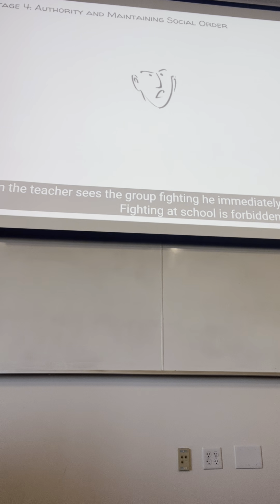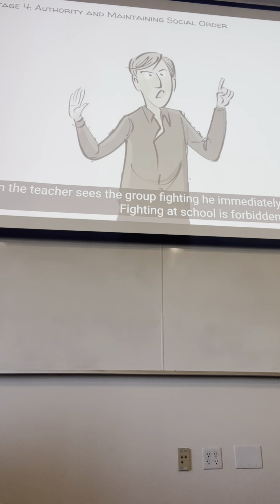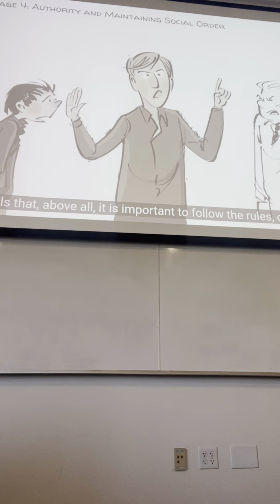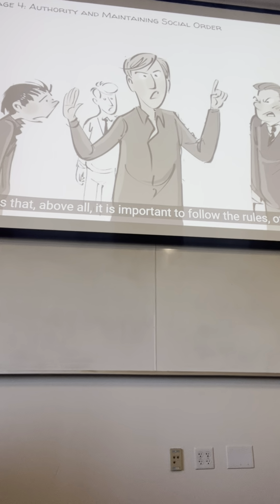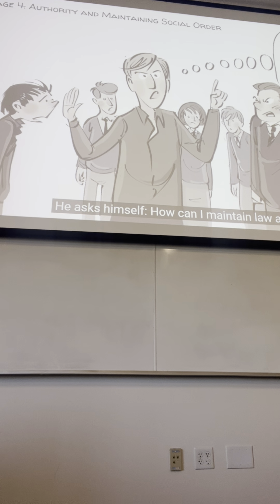At stage 4, we value authority and want to maintain social order. When the teacher sees the group fighting, he immediately steps in and shouts, "Stop, fighting at school is forbidden." He feels that, above all, it is important to follow the rules, otherwise chaos breaks out. He feels it is his duty to uphold the rules that sustain a functioning society. He asks himself, how can I maintain law and order?